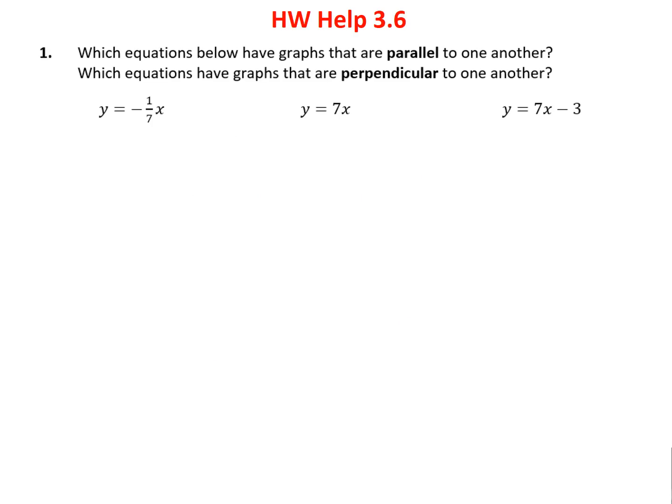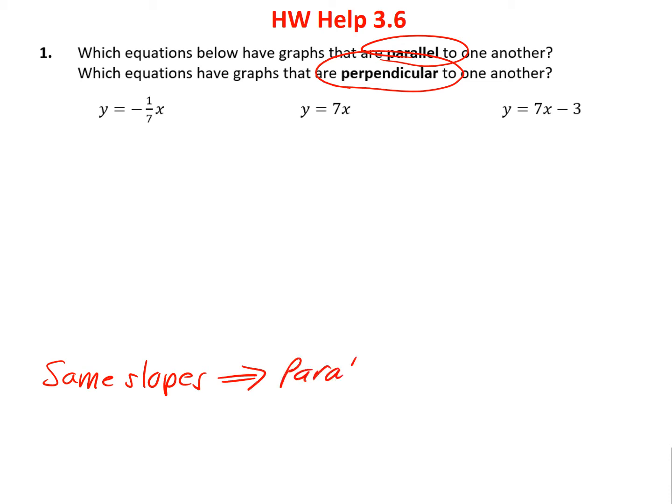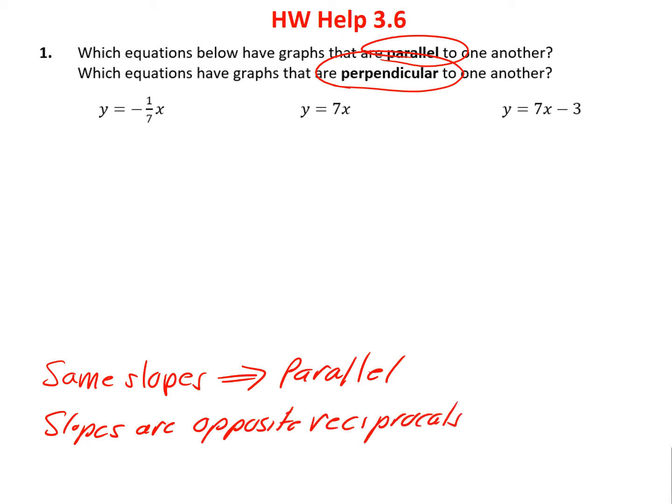Our first question asks, which of the equations below have graphs that are parallel to one another, and then which are perpendicular? This is a key concept. Remember that if the slopes are the same, that implies that they're parallel. If slopes are what we call opposite reciprocals, that implies they're perpendicular.